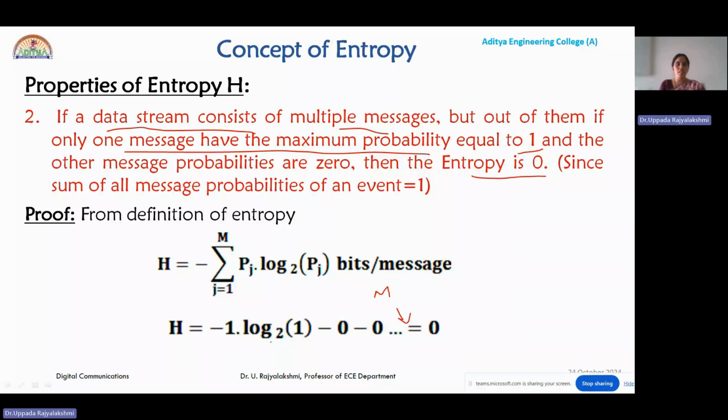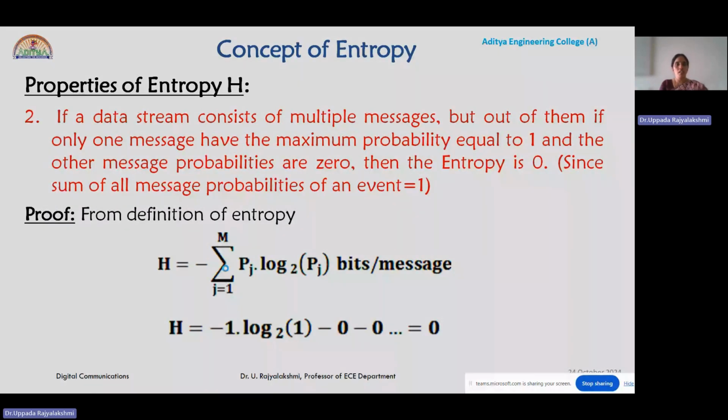Because only one message has probability as 1. So here 0 multiplied by anything is 0. And in the first summation, in the first term, if you see, log 0 multiplied by anything is 0. So in this case also entropy is 0.